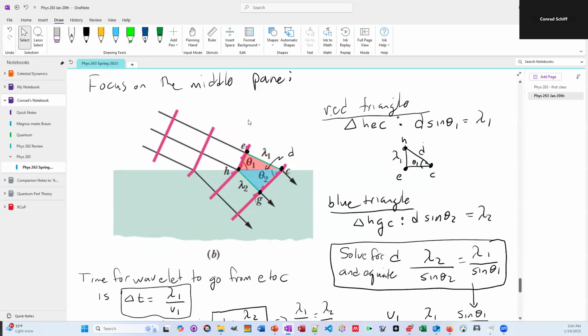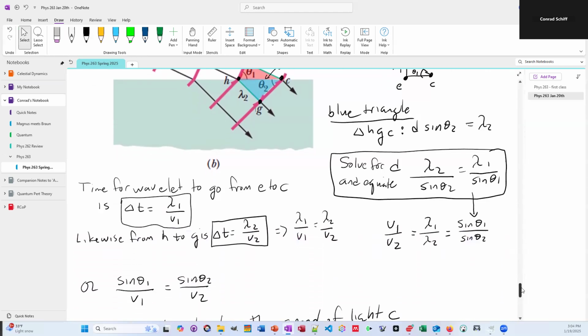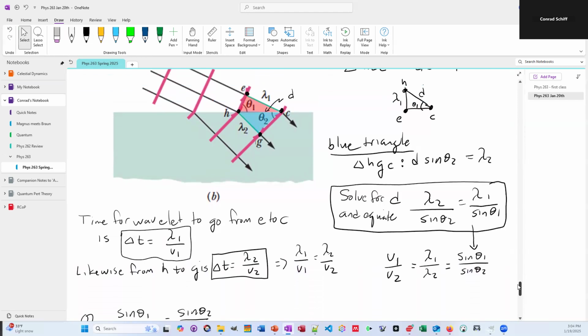So if we solve for D and equate, solving for D just means we divide by the respective sines on each of them. We get that from the top equation, lambda 1 over sine theta 1 is equal to D. And from the bottom equation, lambda 2 over sine theta 2 is equal to D. So if we equate those two, we see that lambda 2 over sine theta 2 equals lambda 1 over sine theta 1. And that gives us one equation.